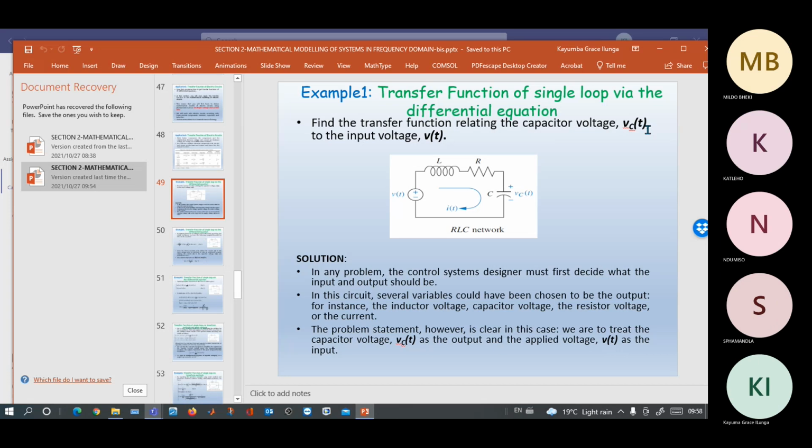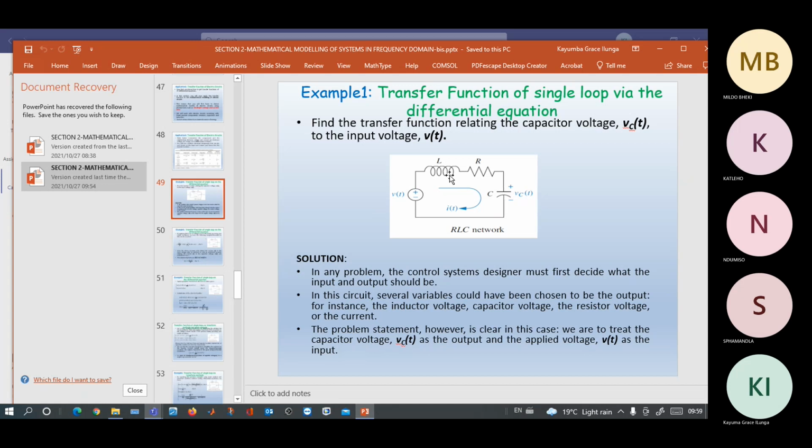When you are solving this kind of circuit, if they give you a problem without specifying the input and the output, the first thing you need to do is determine what the input and what the output are before you start solving. That is very important for you to be able to find the transfer function.